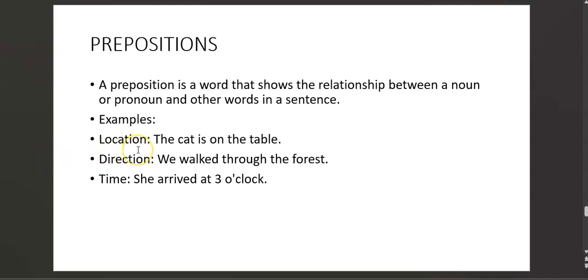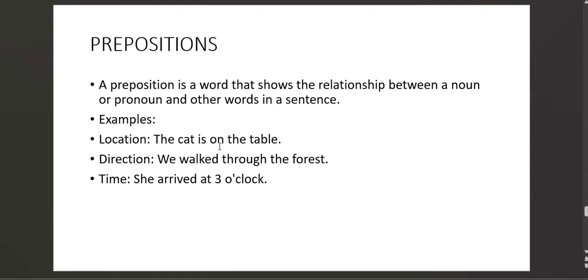So we have a preposition that shows where something is, or the relationship between a noun and a pronoun. For example, when you look at location, the cat is on the table. So on in this sentence shows the position or location where the cat is. Where is the cat? It's on the table. So on shows the relationship between the cat and the table. It comes in between the cat and the table. So on is our preposition of place here.